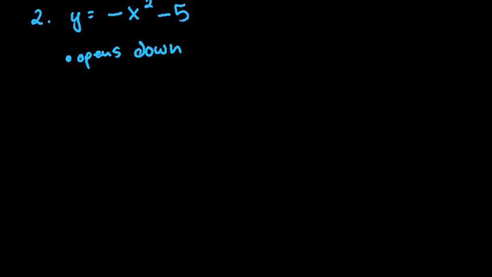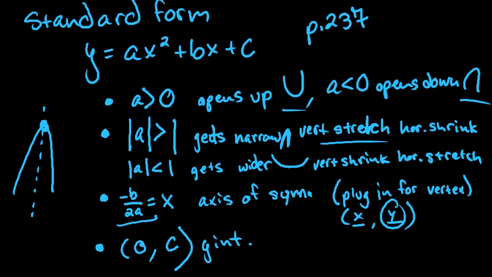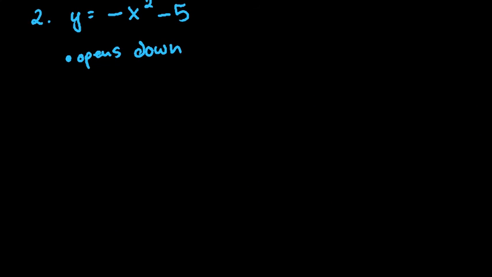Alright, and then let's see here. Our -b over 2a. Well, if I'm putting this completely in standard form, what is b? Do I have an x term there? I don't. That's 0x minus 5. So -b is -0 over 2a, which is 2 times -1.